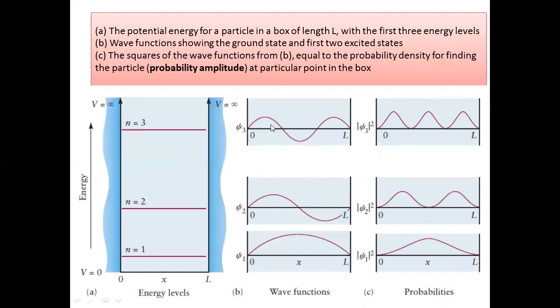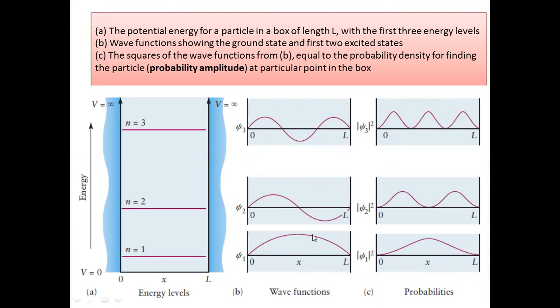So here, these are the three diagrams, and the first one, A, is the energy levels. Energy levels for a particle in a box with the length from 0 to L, and three energy levels are mentioned over here: energy level 1, energy level 2, and energy level 3, and it will move on to energy level 4, 5 in a similar way.